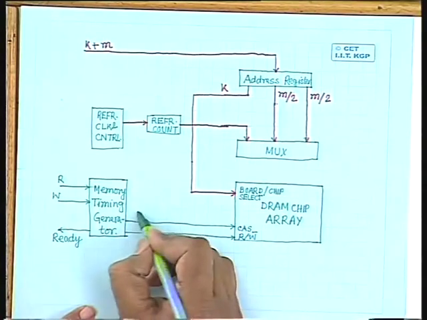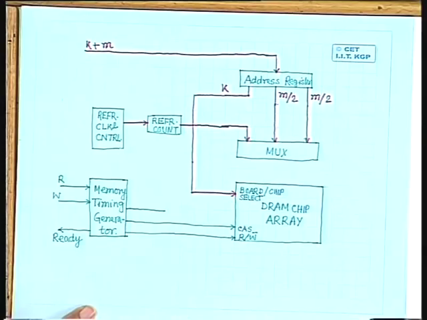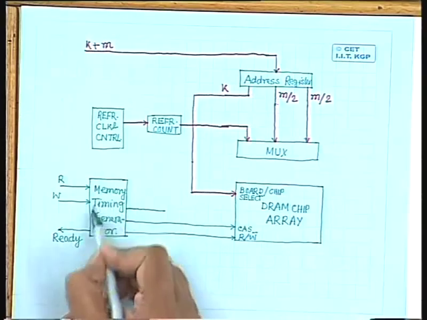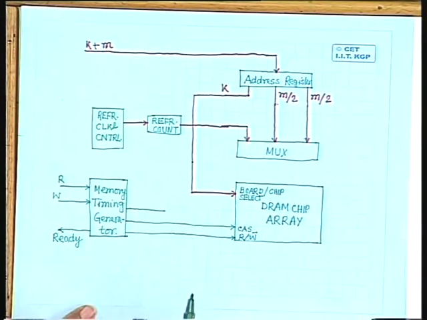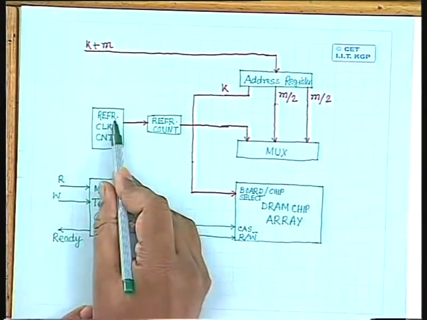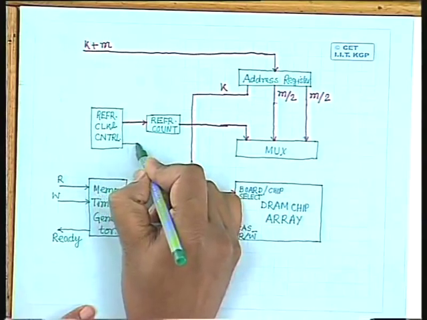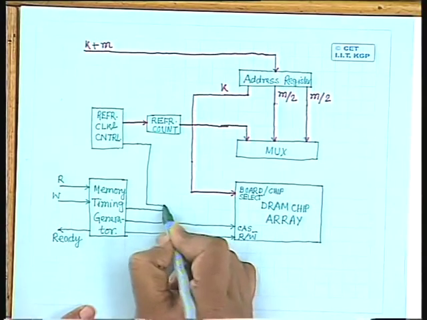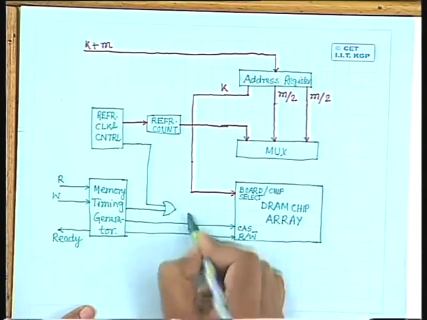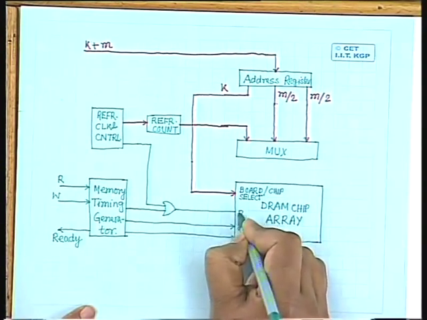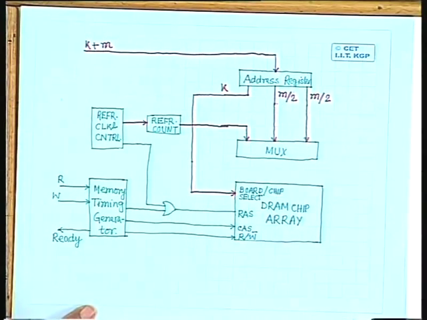The other signal that this memory timing generator has to generate is the RAS signal. But the RAS signal is needed in two different cases. One is to perform a read or write operation on this DRAM chip array. The second is for refresh operation. That means I have to have two generators for the RAS signal: one from this memory timing generator, which will generate the RAS signal in case of read or write operation, and the other for refresh operation, which will be generated by this refresh clock and control unit. So I'll have two sources of the RAS signal, and these two are logically ORed together, and this output becomes the RAS signal for the DRAM chip array.